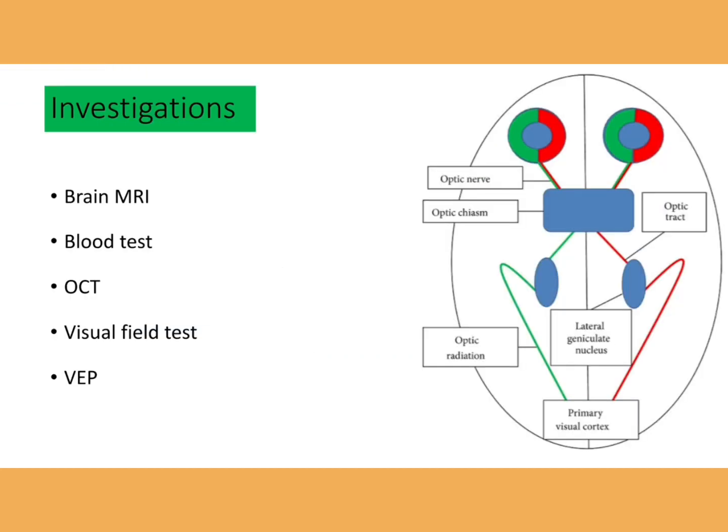Okay. Now these are the investigations that you need to send for the patient, like brain MRI, blood test, OCT to see the thickness of the RNFL, and then send the patient for visual field and also prefer VEP. So in case of visual field, you need to send 30-2 for the patient.